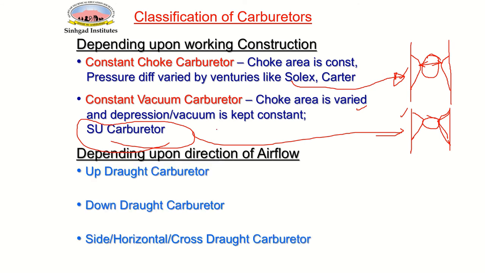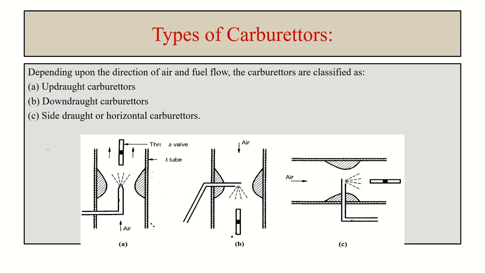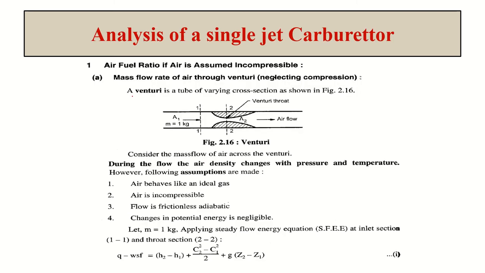Then we have up draught, down draught, side draught. You see here, air is flowing upwards, up draught; downwards, down draught; sideways, side draught. This is how it's classified. Okay, down draught carburetors are popular compared to up draught.